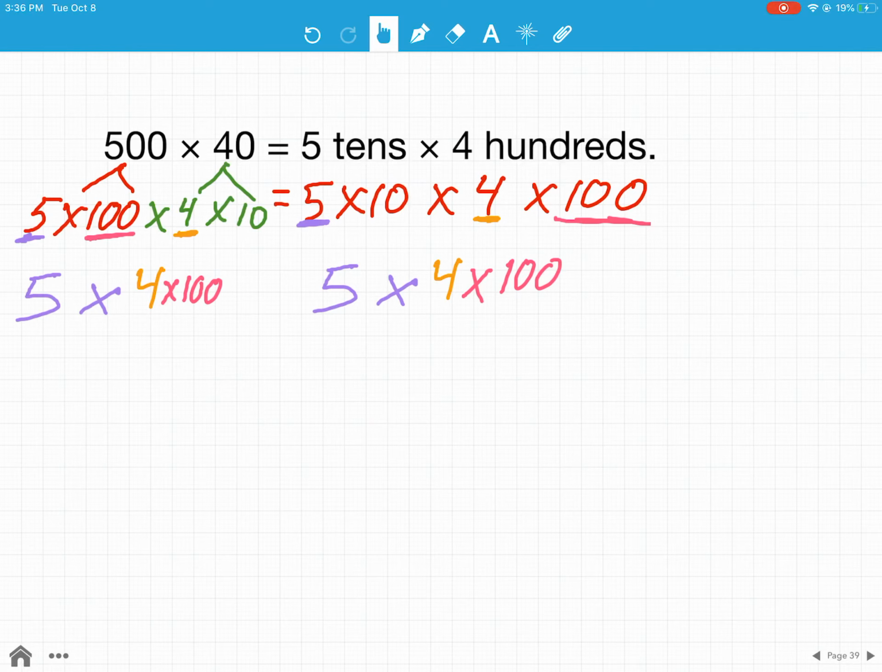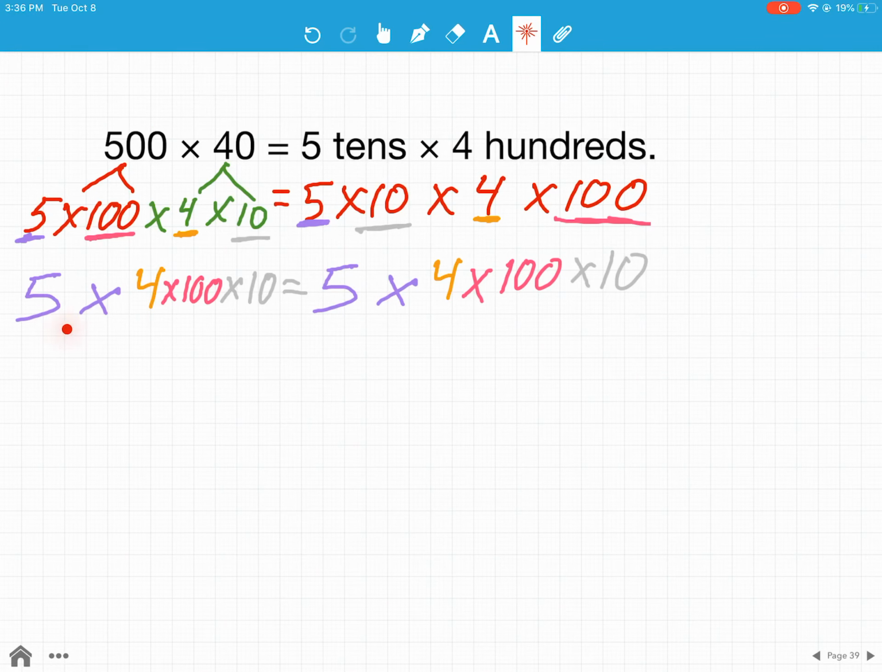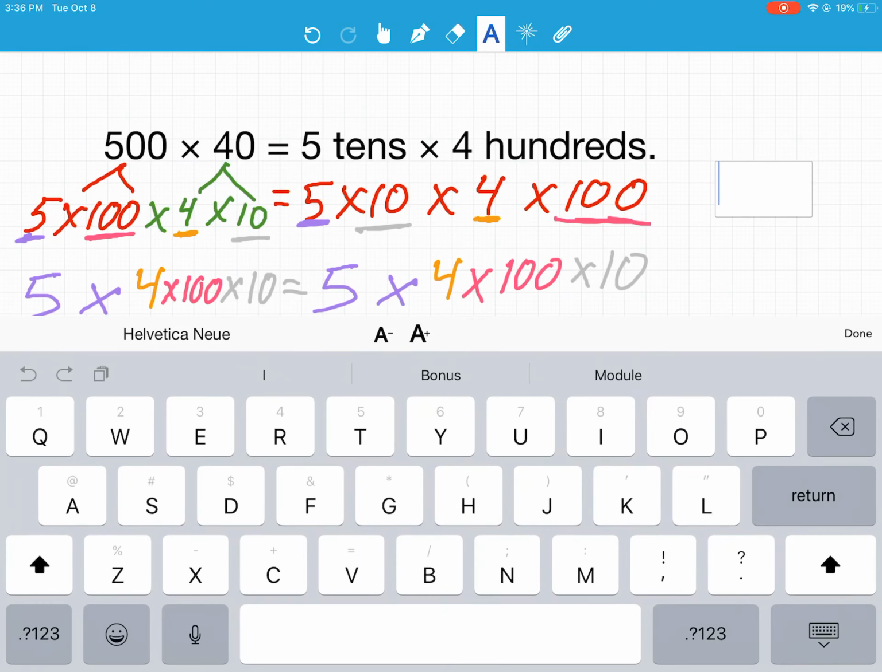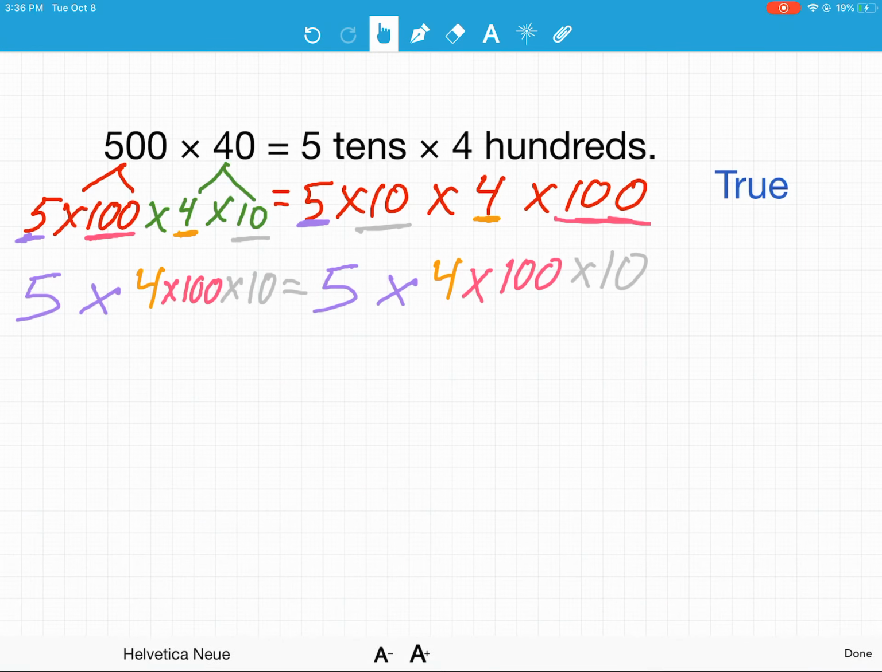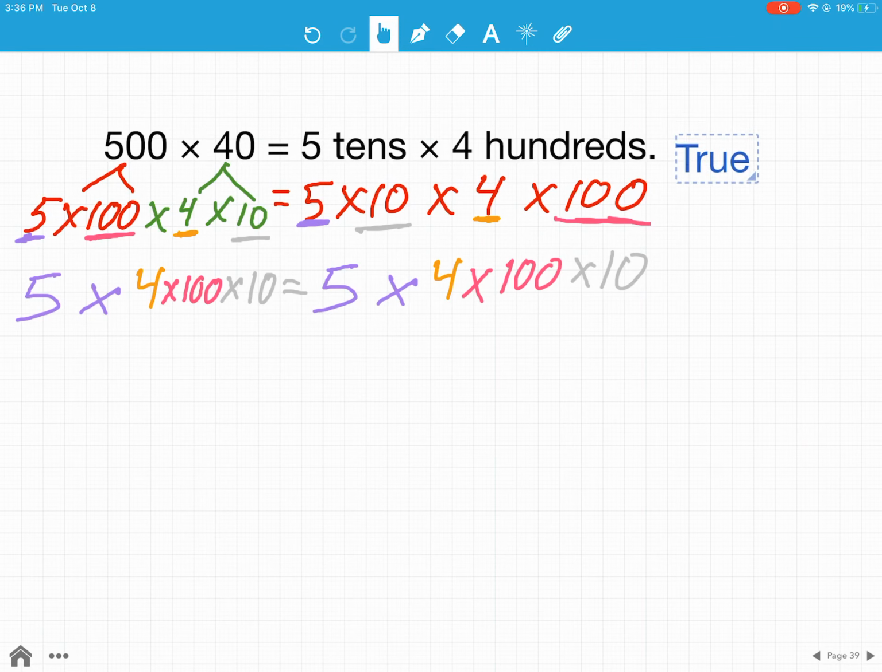And last but not least, we have the tens. So by putting them in order and seeing them in order after taking them apart, this is proving that this is true. So you can show it that way, by showing this work here, that this is true.